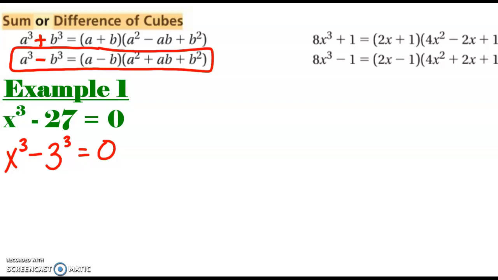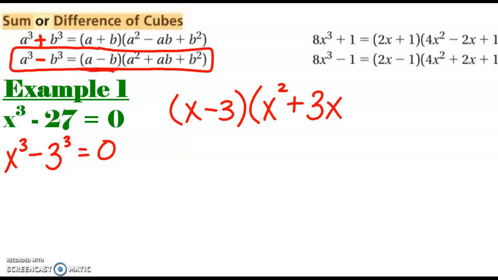So the pattern goes a minus b, so we would have x minus 3 times, the pattern goes a squared, a is x, so we have x squared. The pattern goes plus ab, which would be a times b, so x times 3 would be 3x, plus b squared. Well, b was 3, 3 squared is 9. That is the difference of 2 cubes pattern. So now we have two factors here.